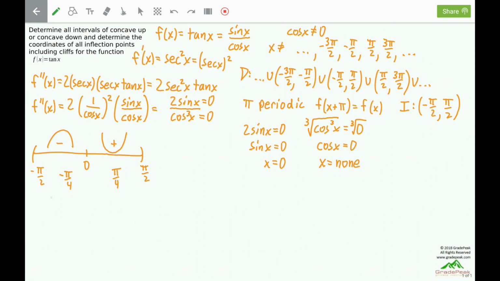So we have concave down occurring from negative pi over 2 to 0. We have concave up occurring from 0 to positive pi over 2. And right at the candidate number of 0, we have the concavity changing from concave down to concave up. So x equals 0 is an inflection point.